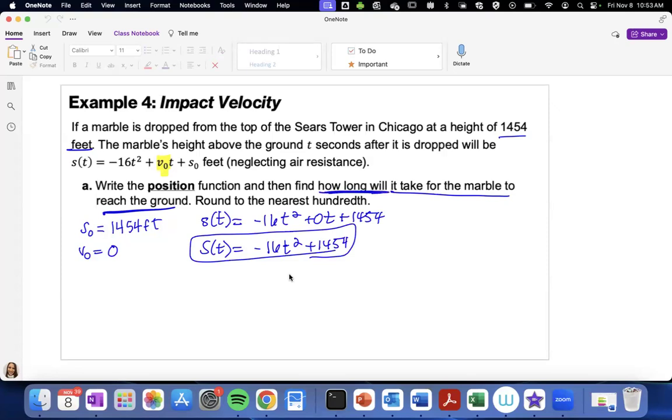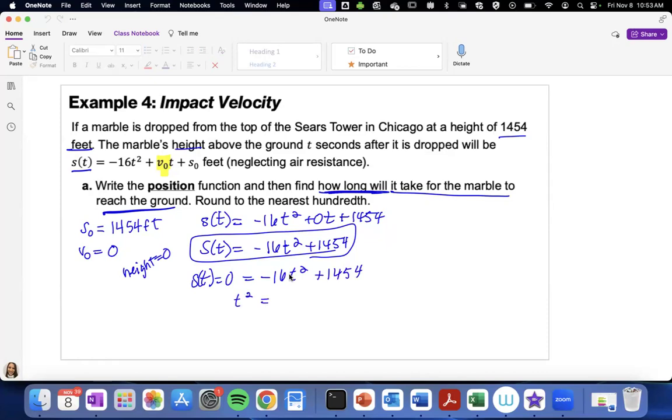What do we do? Set what equal to 0? S of t, position, right? S of t represents the height, so the height has to be 0 when it hits the ground. So s of t has to equal 0. Then we solve this.